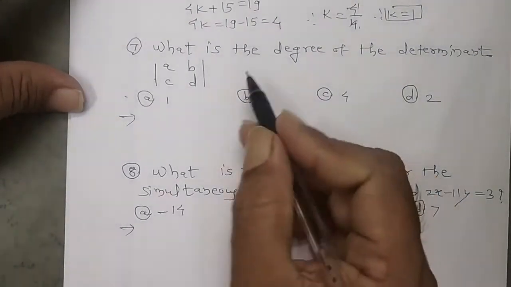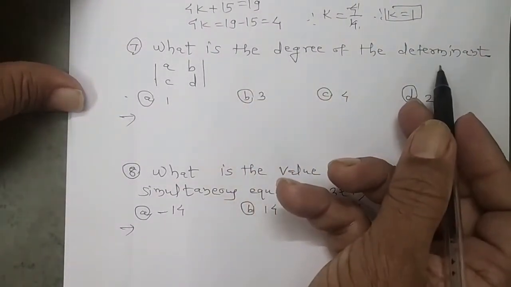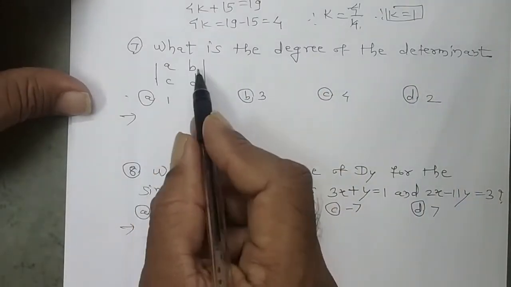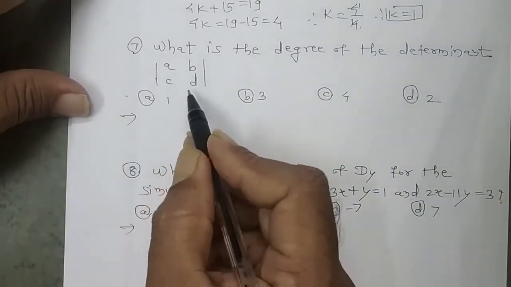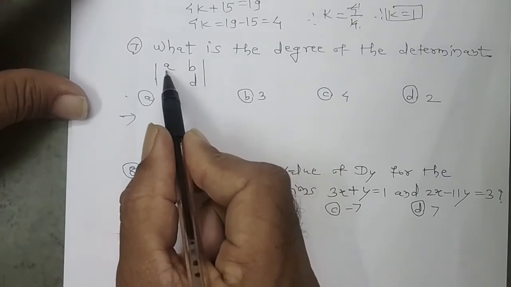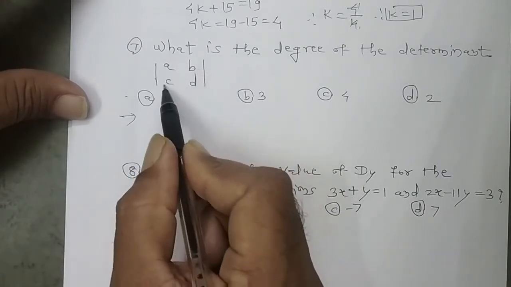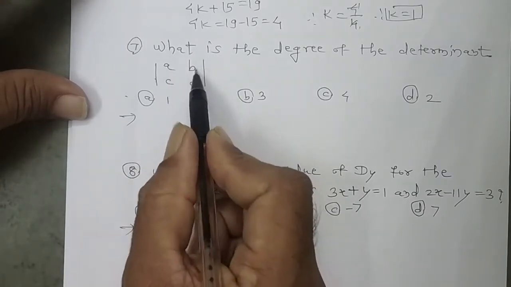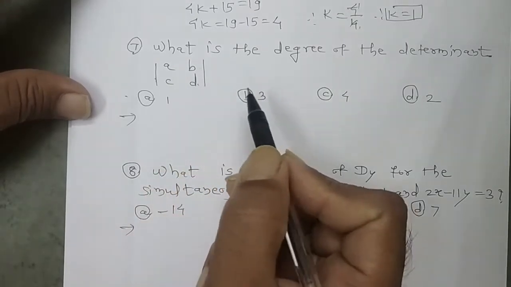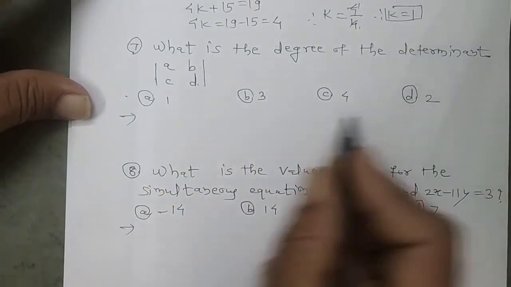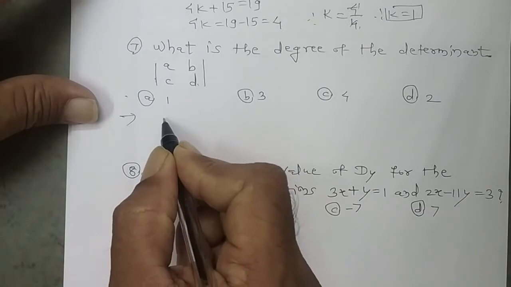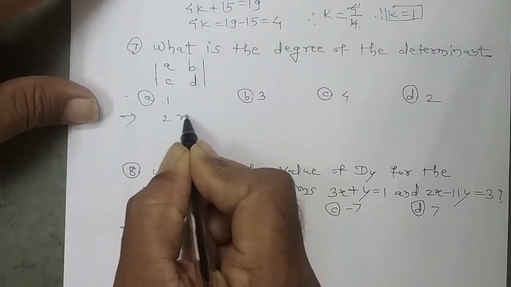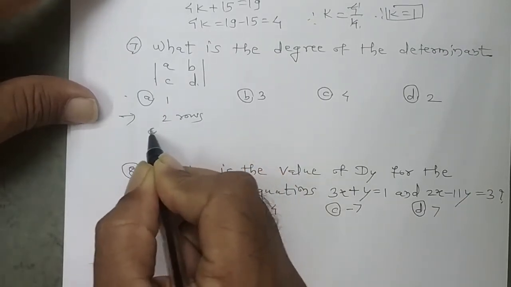Number 8, what is the degree of the determinant a b c d? Now here in this determinant there are two rows, this is first, second, and two columns, two rows and two columns. Therefore the degree of this determinant is 2.